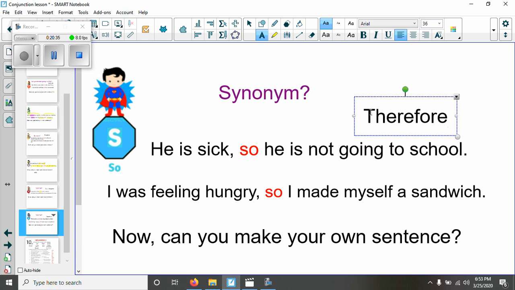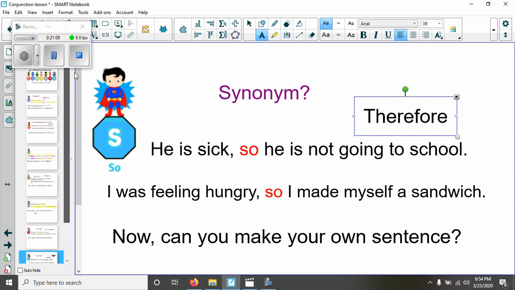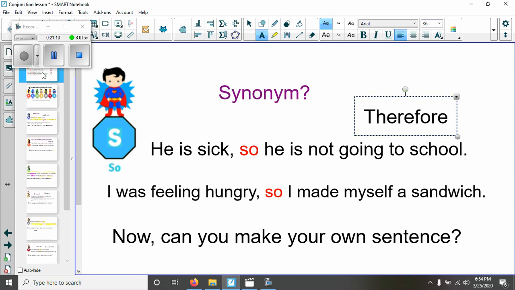I want to tell you something about so. You use it just to show the result of something. Let's take a look at this first sentence again. He is sick, right? What is the result? He is not going to school. I was feeling hungry, and then the result will be, so I made myself a sandwich. Did you get it?